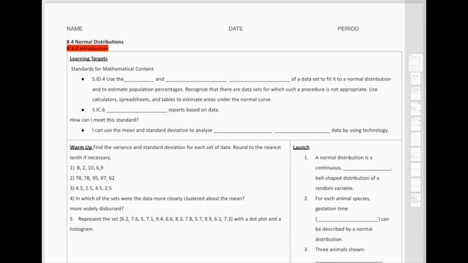Hey math lovers, let's go over 8.4 normal distributions. What's our learning targets? The standards for mathematical content.